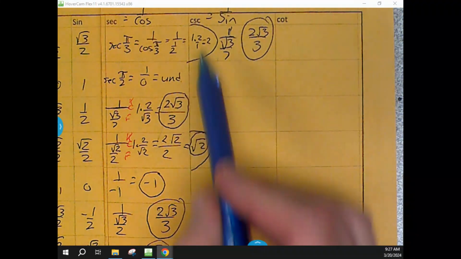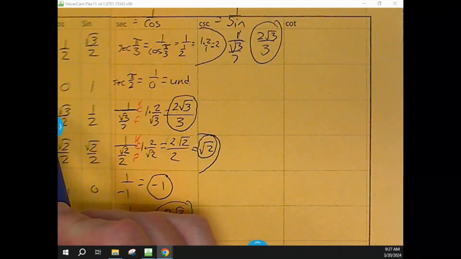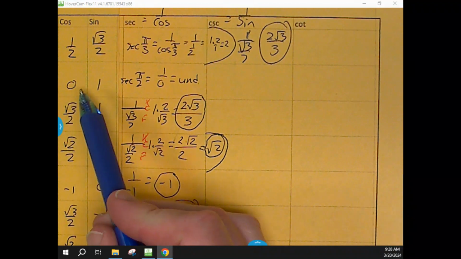So when we do the cosecant of pi over 2, we need the sine value. It's 1 over 1.